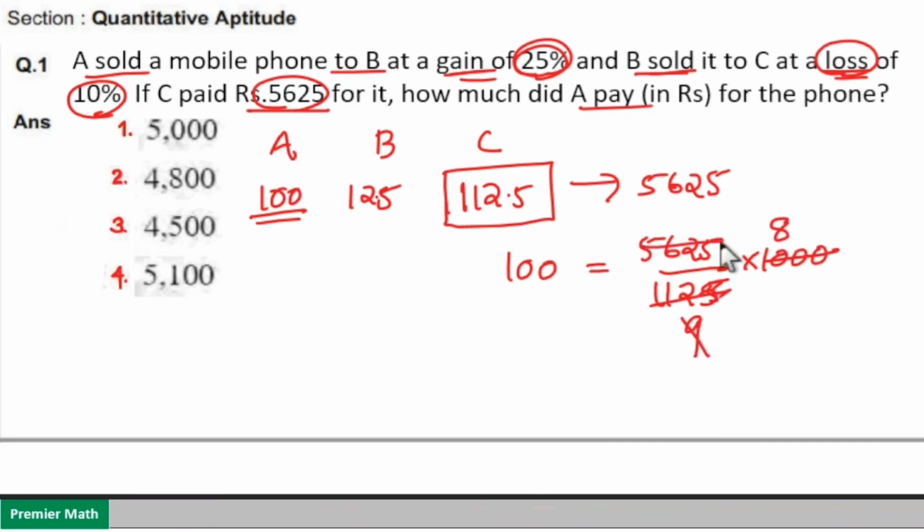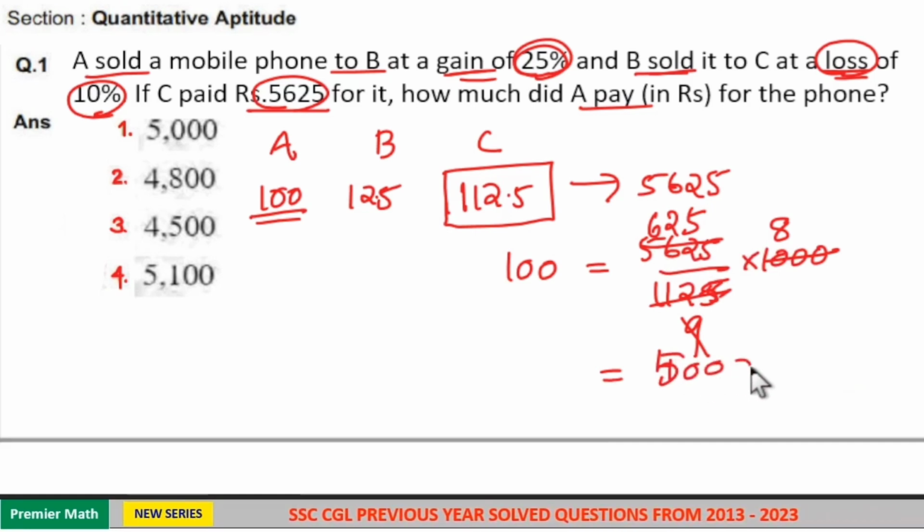Now 9 goes 6 times in 56, remaining 2. 9 goes 2 times in 22, remaining 4. 9 goes 5 times in 45. So 625 into 8 is equal to 6 into 8 48, 25 into 8 200. So 4800 plus 200 is equal to 5000. Option 1 is your answer.